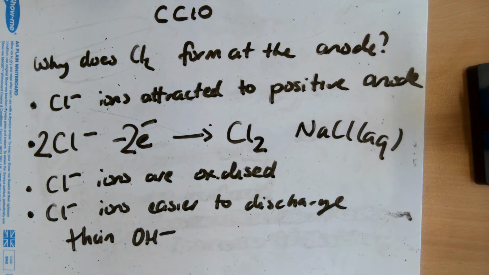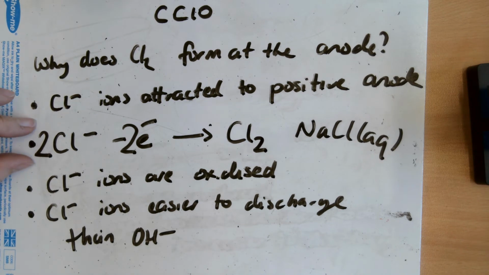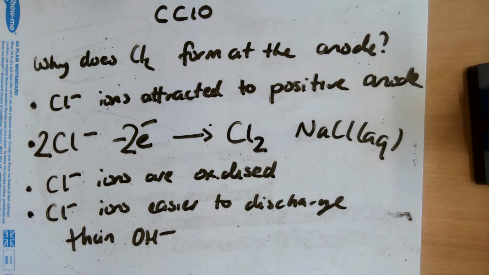So with any of these questions on electrolysis, don't just talk about the attraction, you have to talk about oxidation and reduction, ideally using half equations. If you're not comfortable with half equations, explain it in words, but you have to talk about the reactions that are taking place at the electrodes.